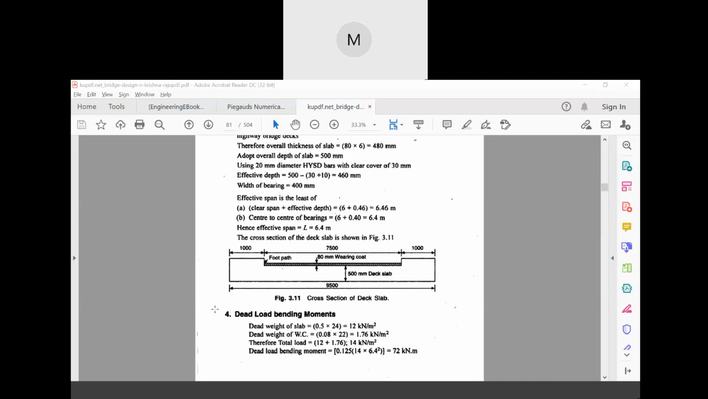Look at this first of all. The dead weight of slab is 0.5 into 24. Now, how does this 0.5 come? So first of all, 0.5 means what?